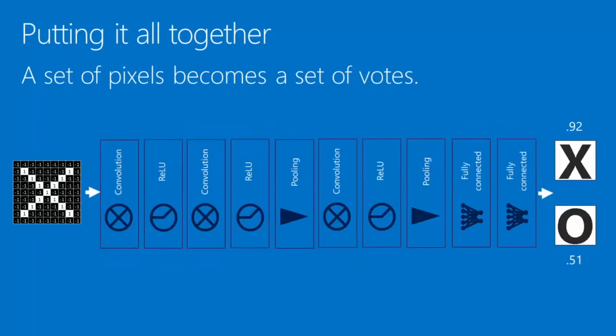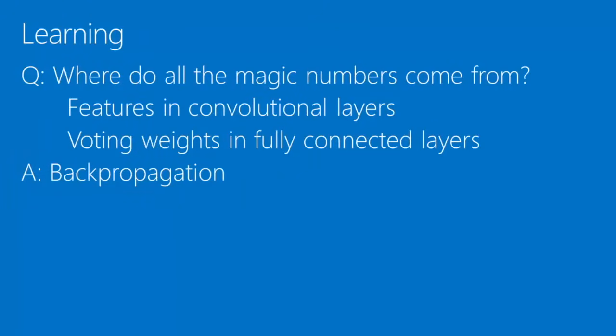So if we put this all together, then a two-dimensional array of pixels in results in a set of votes for a category out at the far end. So there are some things that we have glossed over here. You might be asking yourself where all of the magic numbers come from. Things that I pulled out of thin air include the features in the convolutional layers, those convenient 3 pixel by 3 pixel diagonal lines at the X. Also, the voting weights in the fully connected layers. I really waved my hands about how those are obtained.